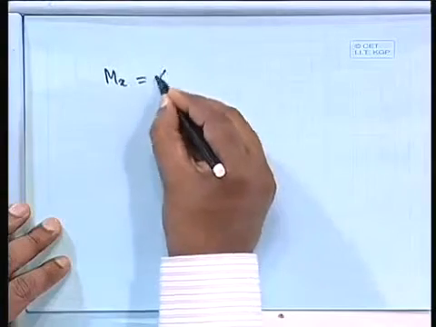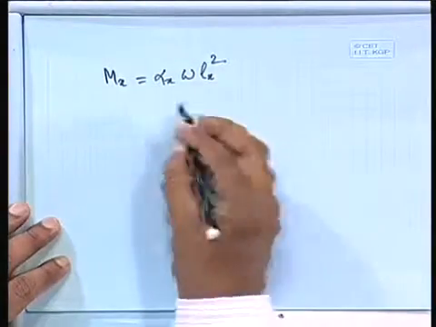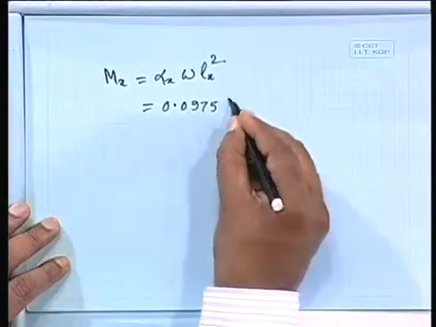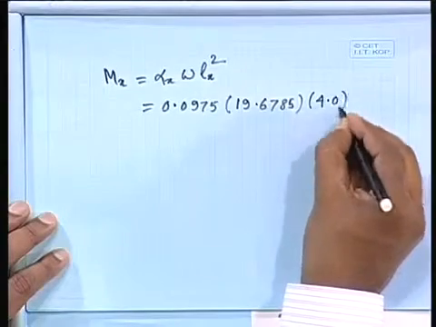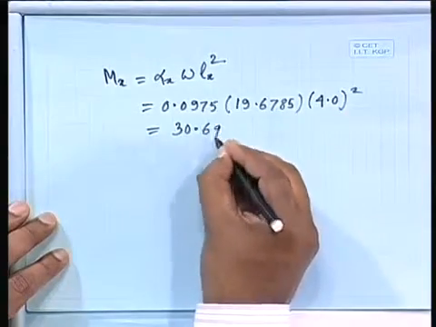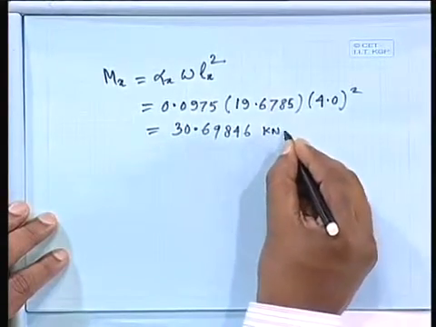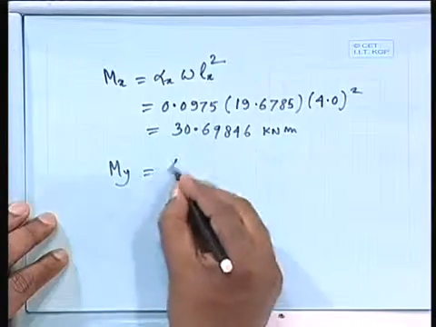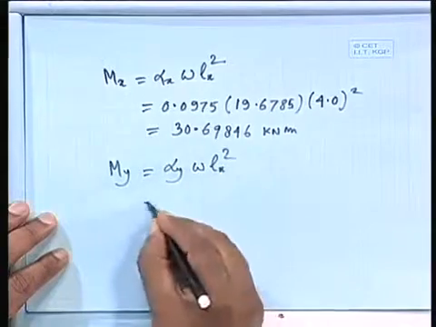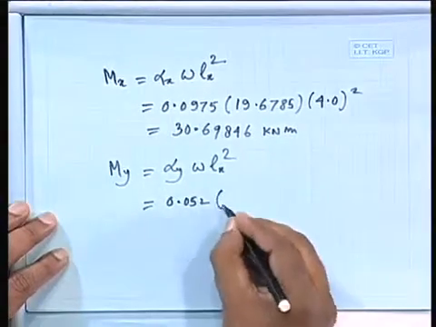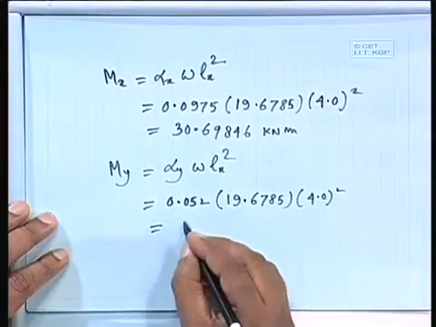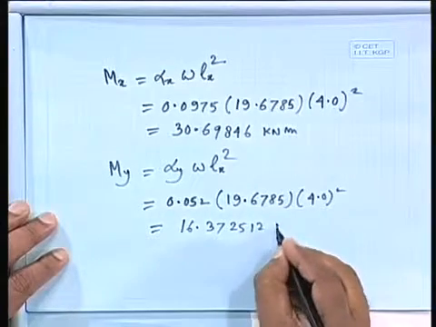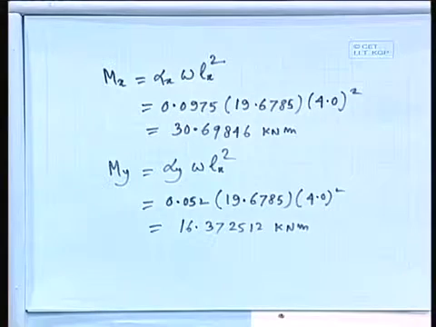So what is the value of Mx? Mx equals alpha x w Lx square, equals 0.0975 times 19.6785 times 4 square, equals 30.69846 kilonewton meter. My equals alpha y w Lx square, equals 0.052 times 19.6785 times 4.0 square, equals 16.372512 kilonewton meter. So we can get Mx and My.